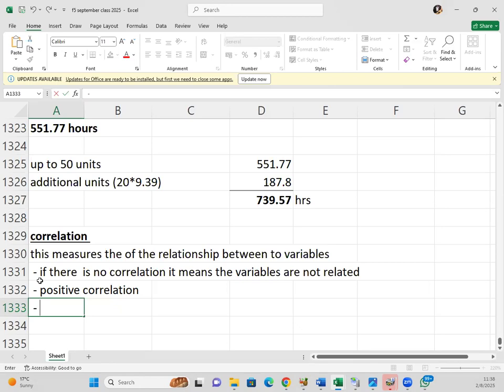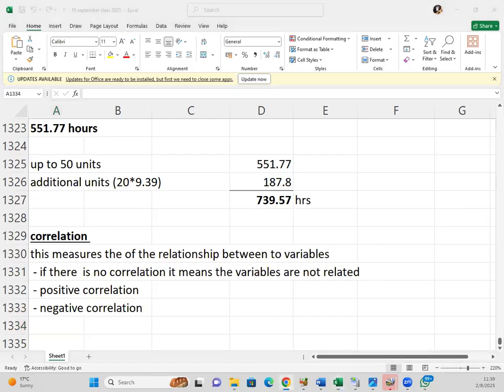So positive correlation means if you increase one, the other also increases. Then besides positive correlation, we have negative correlation. The negative correlation would be the case of demand. If we look at demand and price, you realize that when prices are low, demand is likely to be high. But once you increase prices, demand is going to fall.